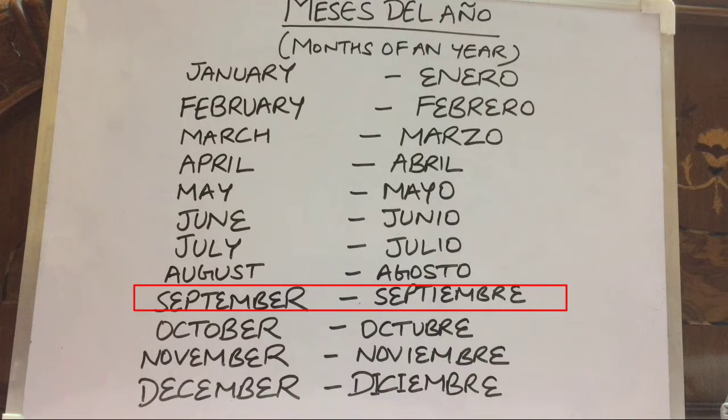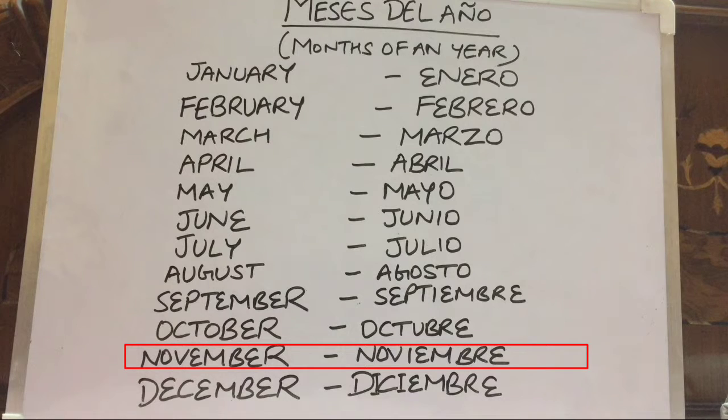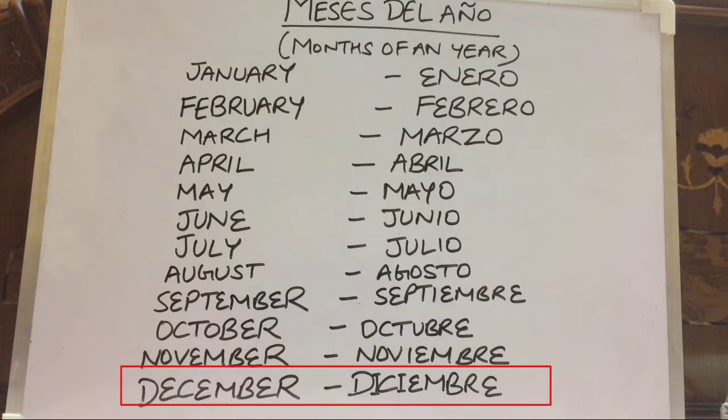September is septiembre. October is octubre. November is noviembre. December is diciembre.